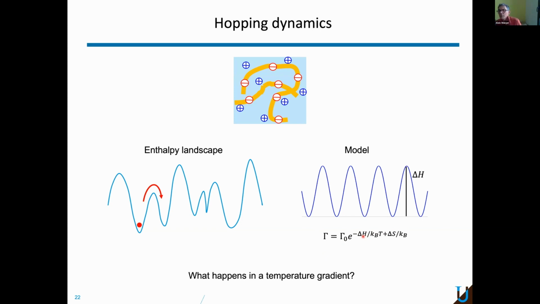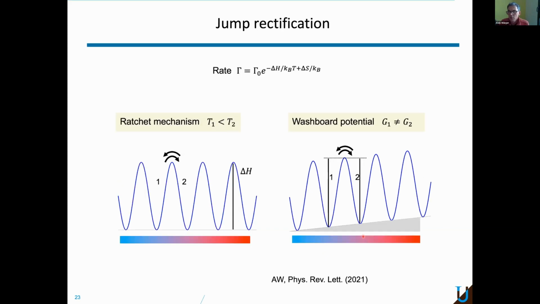Now, what happens if you put this system in a temperature gradient? When we look for a Seebeck coefficient, that means you look for some kind of drift velocity of the ions, and that means some jump rectification. That is what one looks at here. And now there are two main quantities in the rate, which must come from a rate distribution. So there is a temperature.